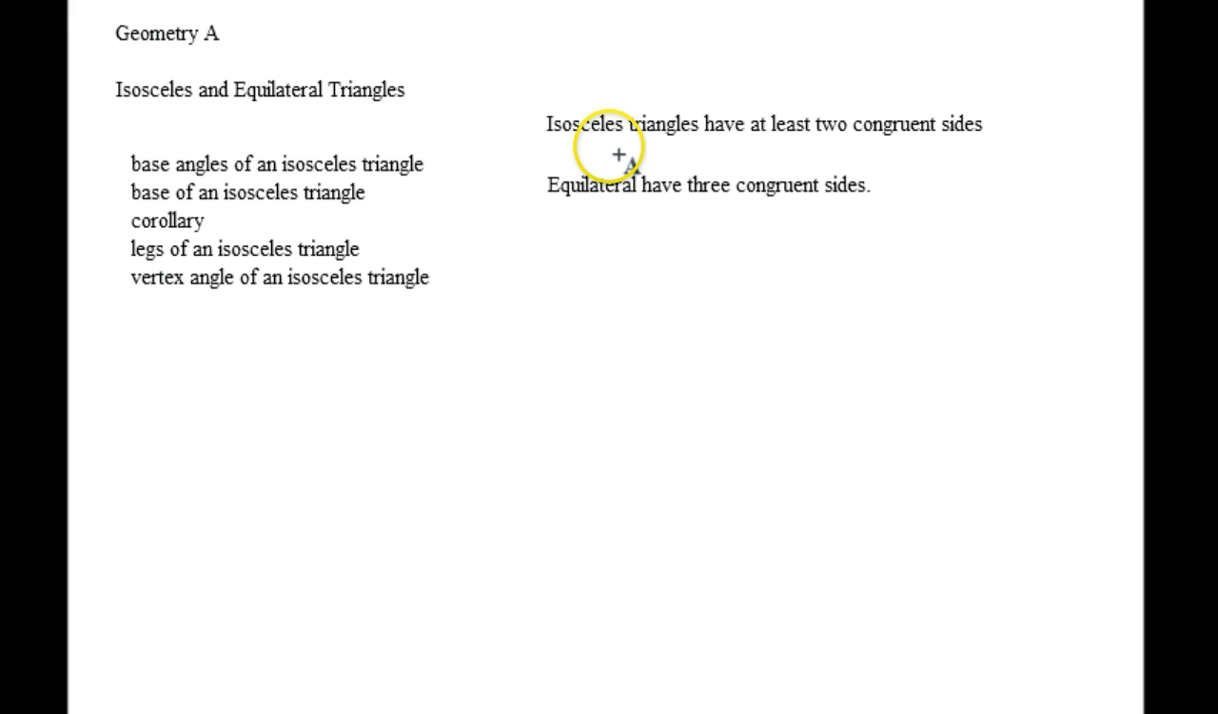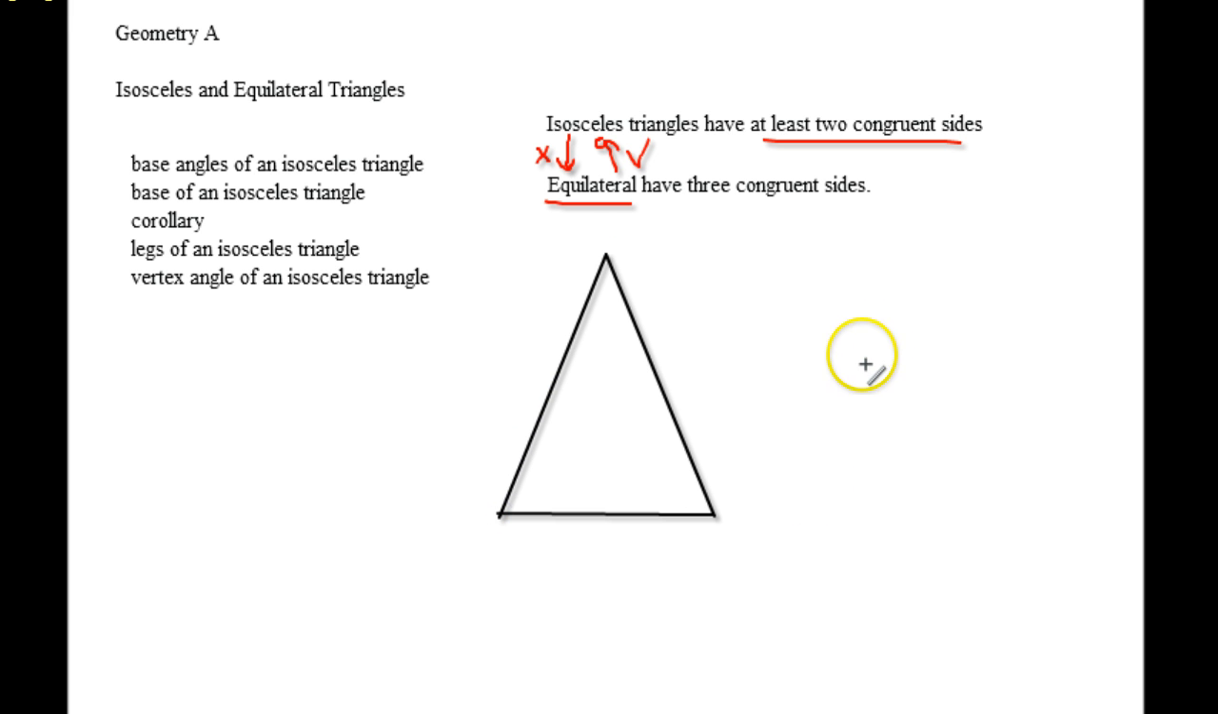Okay. So interestingly enough, an equilateral is always going to be an isosceles because it has at least two congruent sides, but an isosceles can never be an equilateral. So that's an interesting way to think about it, that an equilateral is always going to be a type of isosceles triangle. All right, so some things we got to know about dealing with triangles, especially isosceles and equilateral.